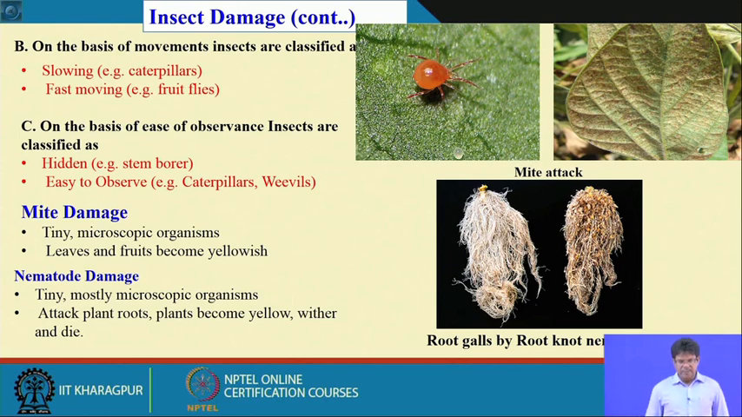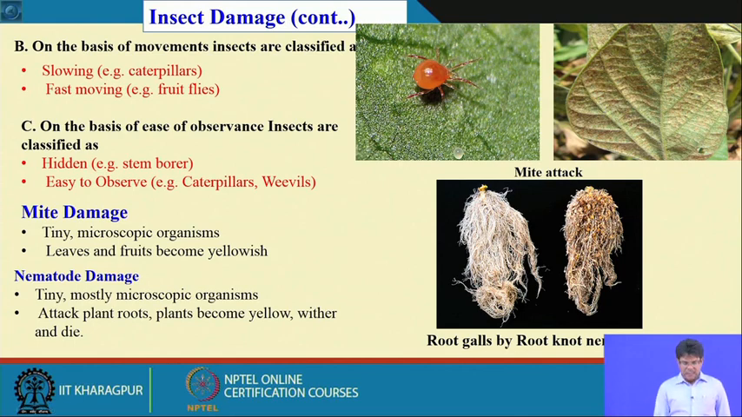Damage by mites: mites are very tiny, microscopic organisms that we cannot see with the naked eye. Leaves and fruits become yellowish, and we can see that mites attack the leaf portions, which become brownish or yellowish in color due to mite attack.